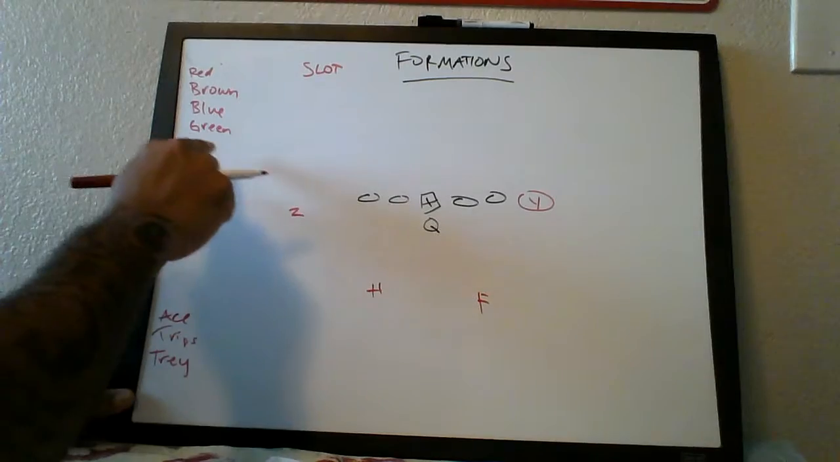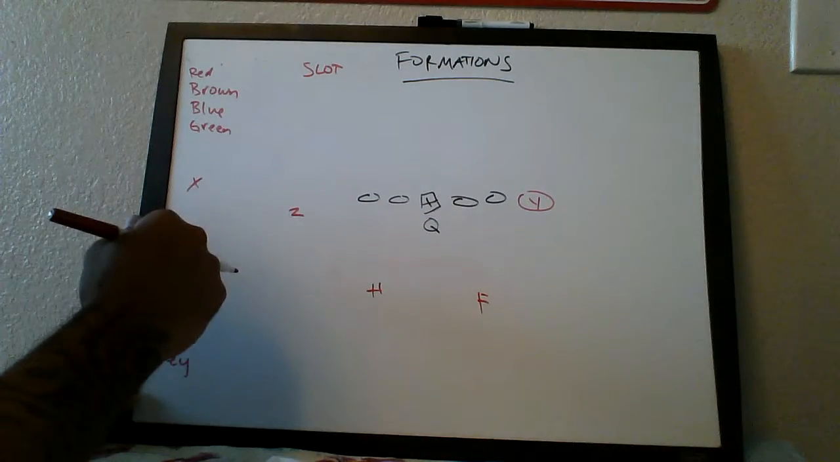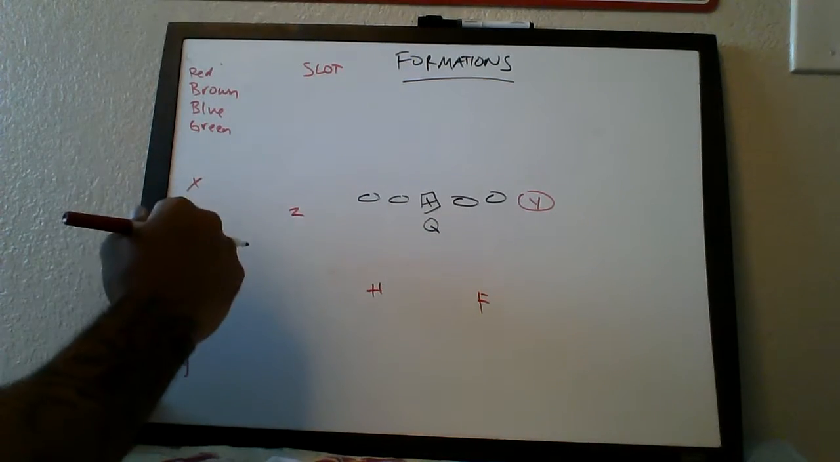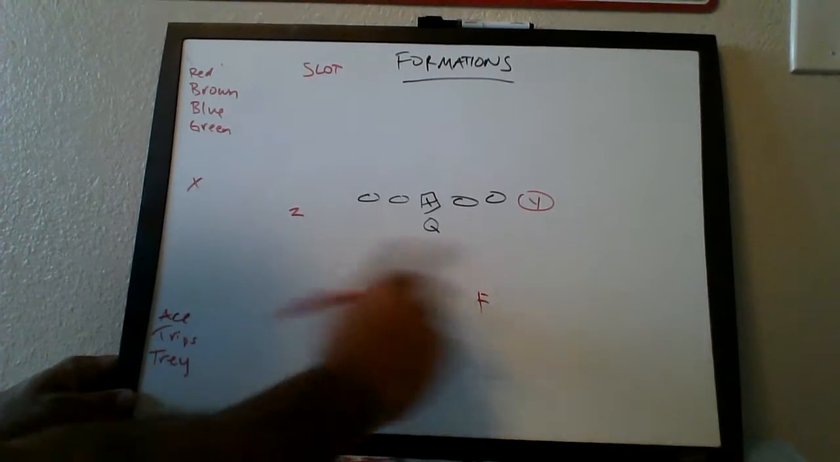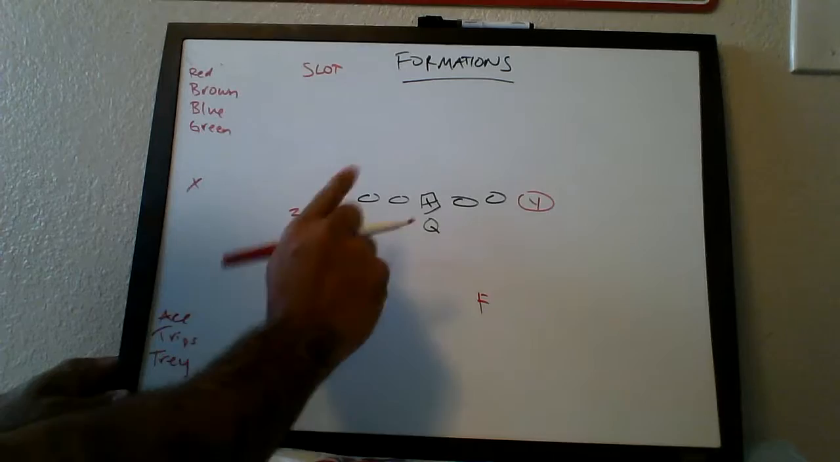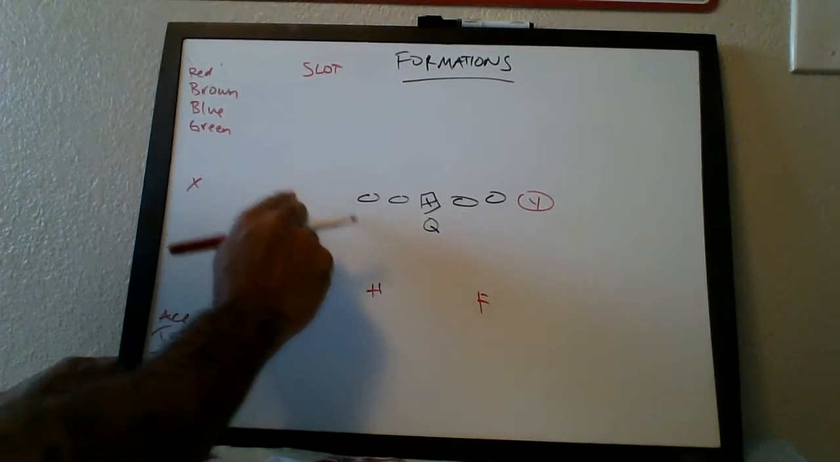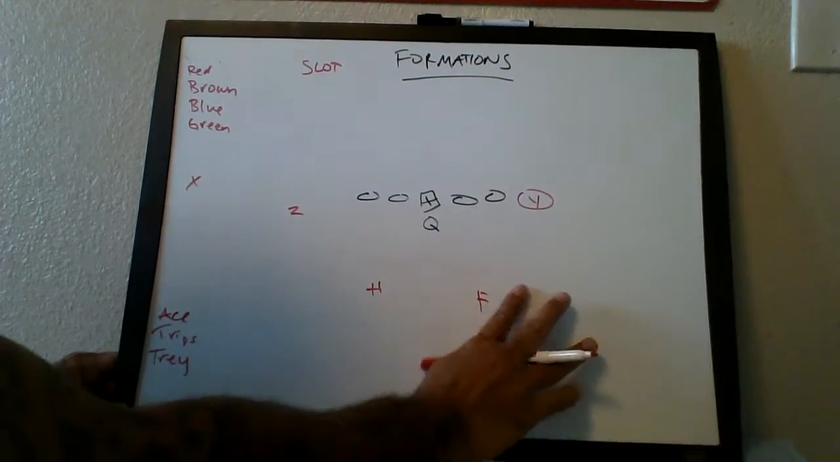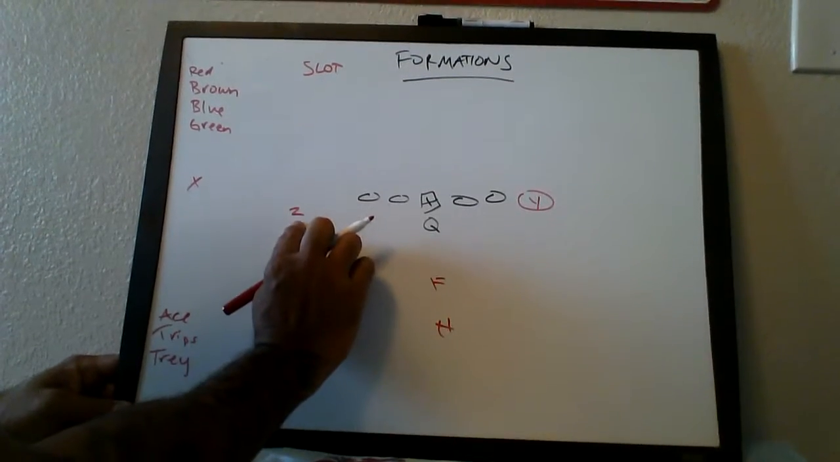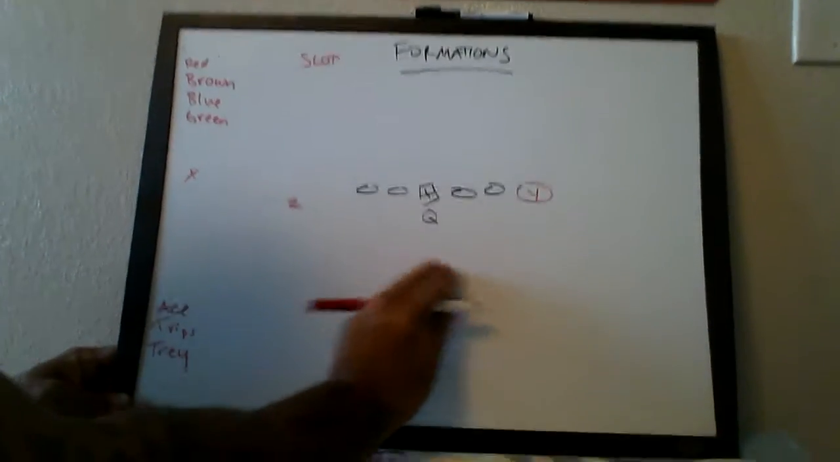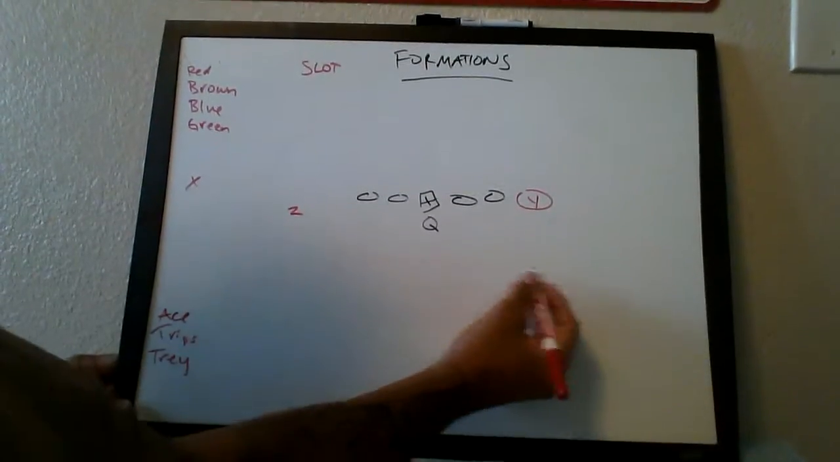I could call a red right slot. I could call a brown right slot. I could call a slot right, which would just be this, basically a red right. Okay, this is our slot right formation. But if I want to change these guys back here, I could say green right slot, and you just line up in a slot.